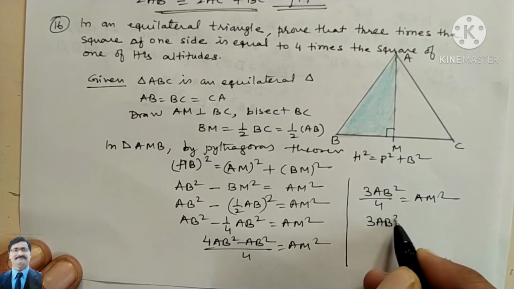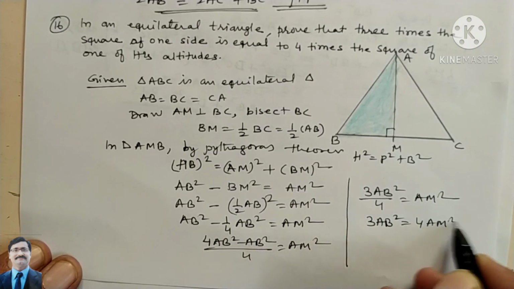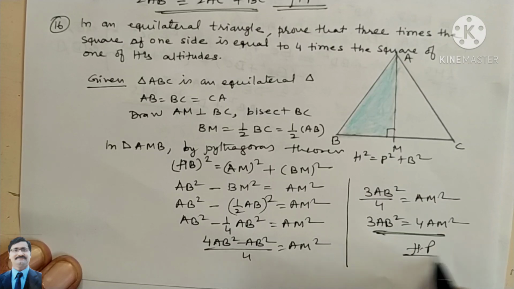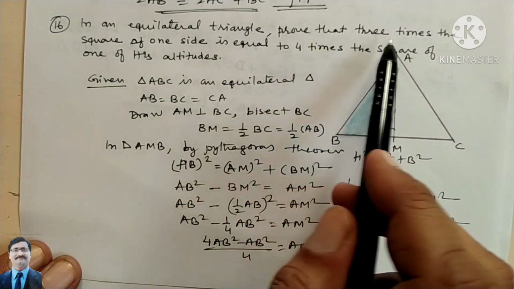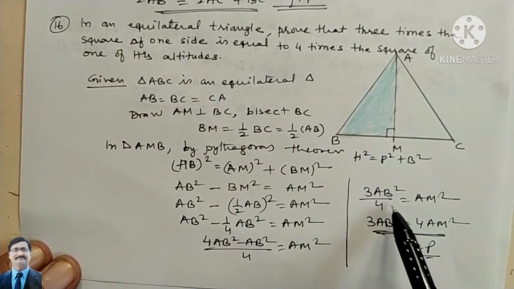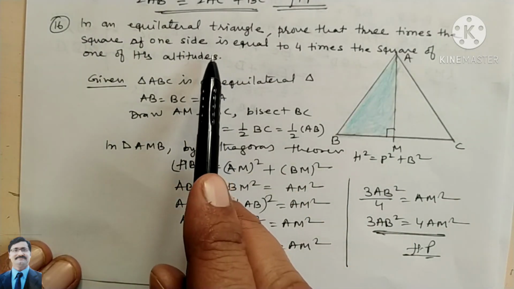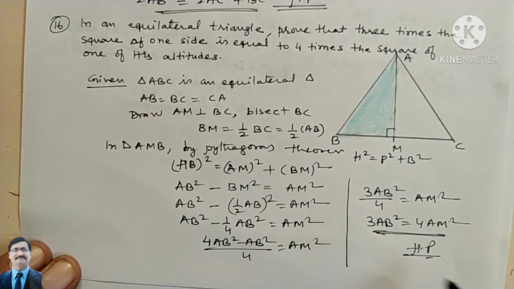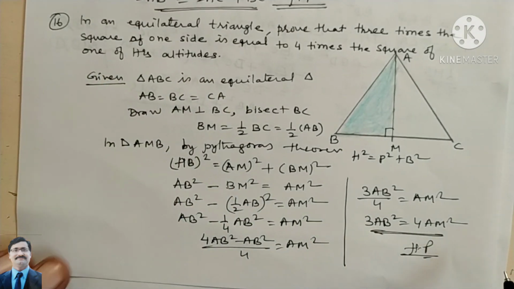3AB square equal to 4AM square, and this only we have to prove here. You can check here that 3 times the square of one side, here AB, is equal to 4 times the square of its altitude. So this only we have to prove here. So hence proved. Thank you and a nice day.